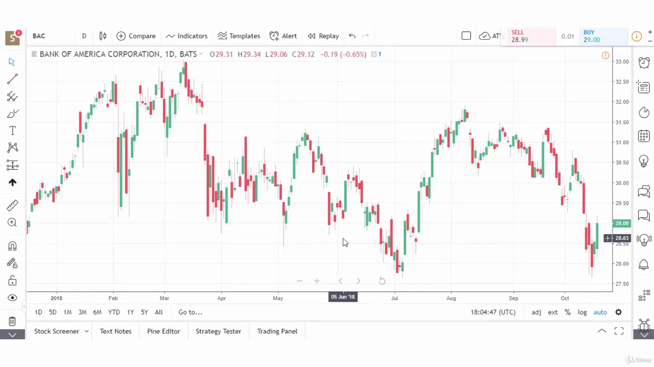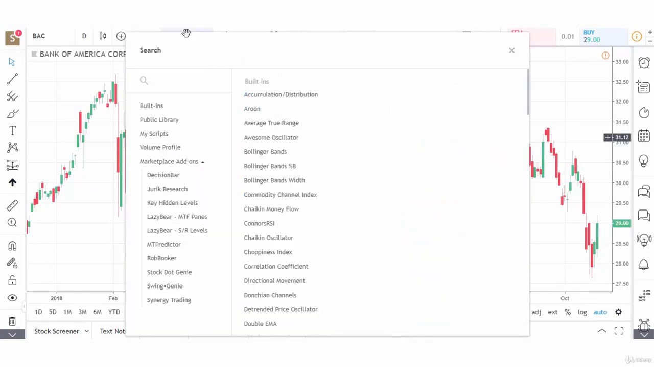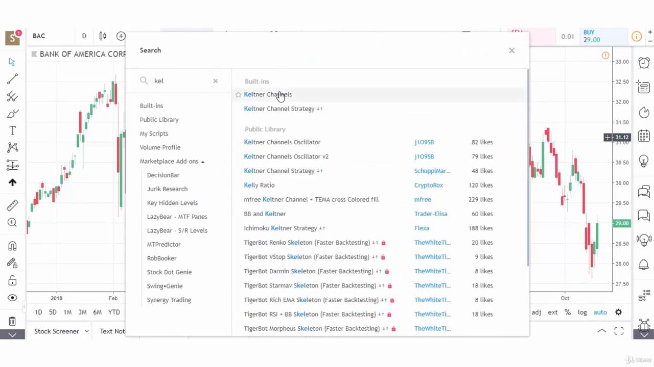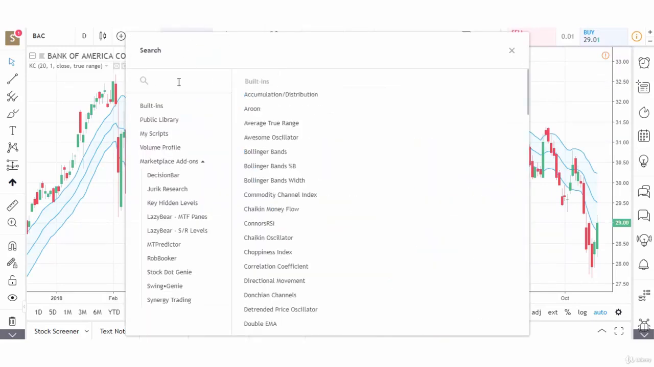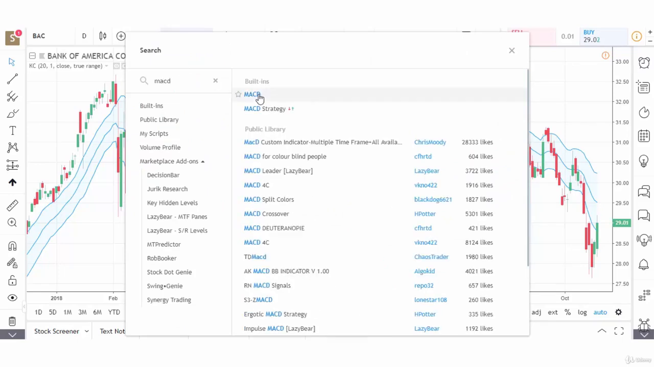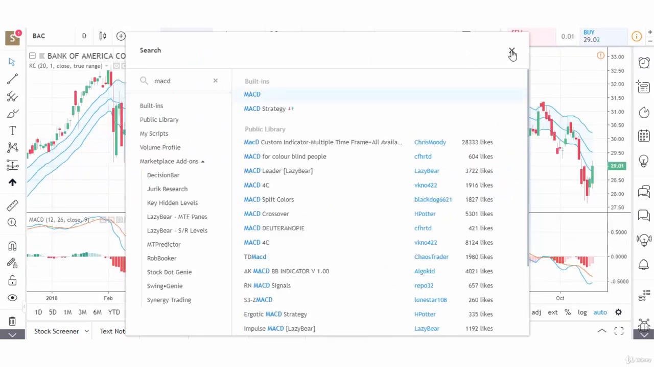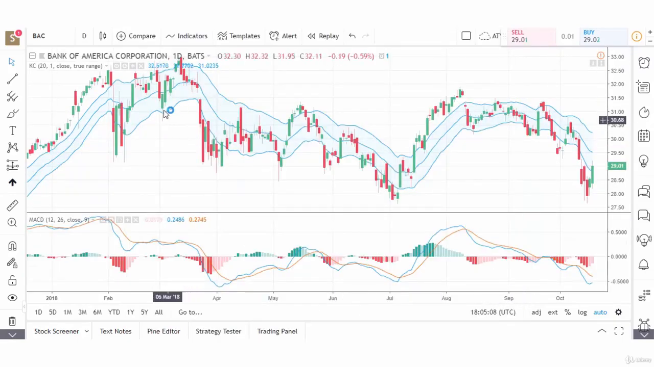So first thing we're going to do is click on Indicators, type in KEL, and it pulls up our Keltner channels. And we're going to add in the MACD as well. Okay. So now we have our channel set up. It's a daily chart, and we have our MACD set up.